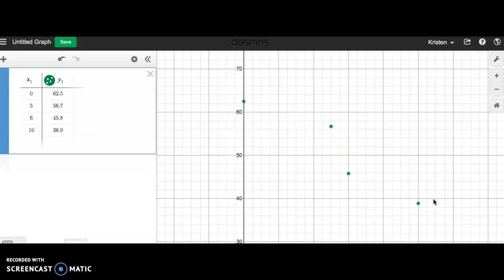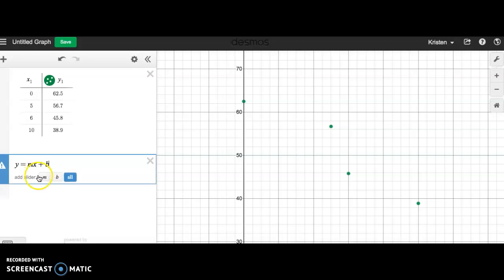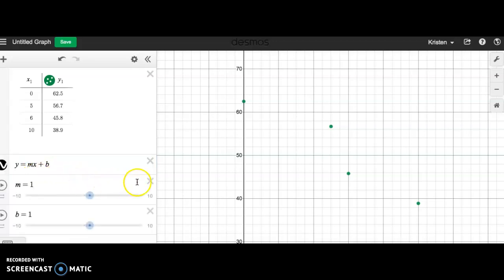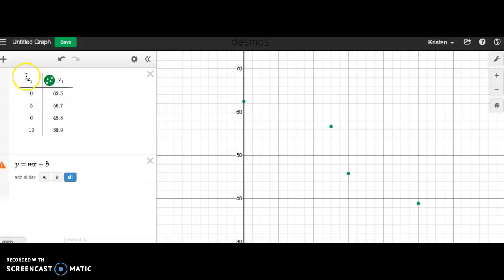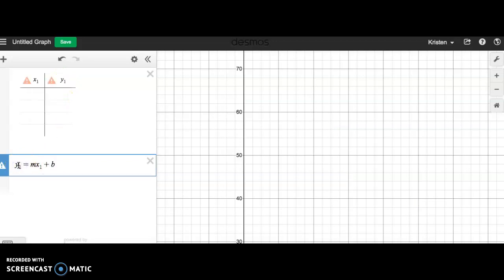Right now I'm not sure if it's linear or exponential because it could be either based on what I've come up with. So what we're going to do is run a regression to figure out which one's the better option. Remember, when you're running a regression, you can't just do y equals mx plus b. All that's going to do is give you some random sliders that you can play around with. Instead, we have to consider that our table is built on x1 and y1. So the first thing I'm going to change is make that x1, make that y1.